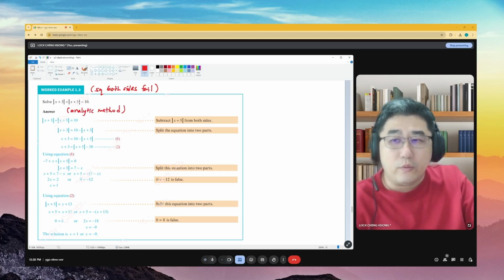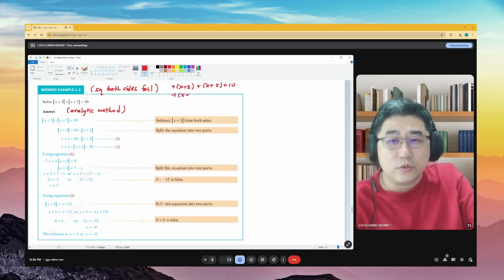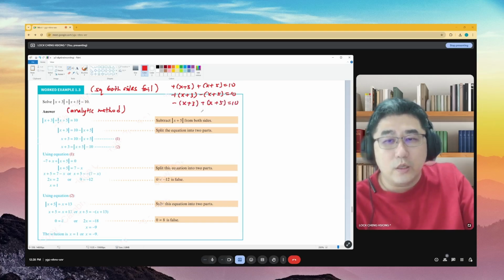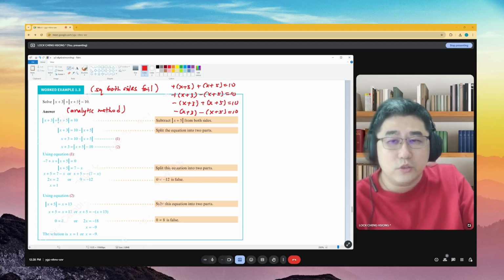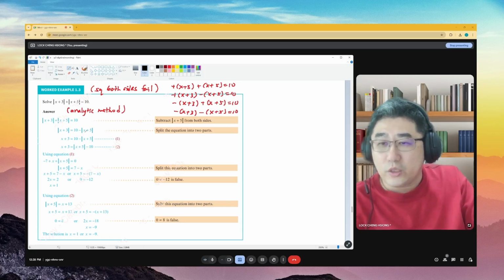Okay, so they will be considering the cases: positive of x plus 3 plus x plus 5 equals 10; positive of x plus 3 minus x plus 5 equals 10; negative of x plus 3 plus x plus 5 equals 10; and negative of x plus 3 minus x plus 5 equals 10. Because we have two modulus, we have 4 cases. Then from here you will see that this one gives us the answer.